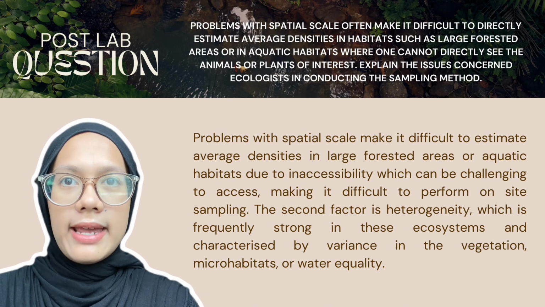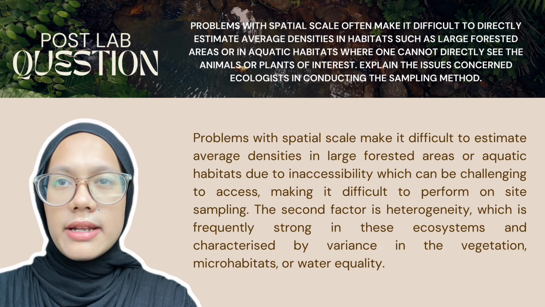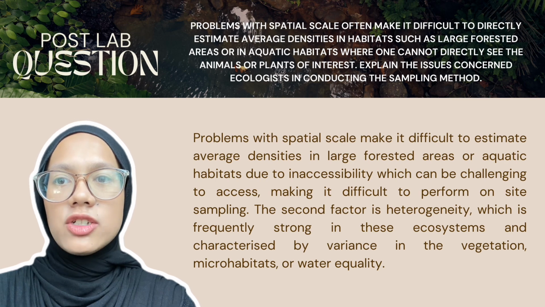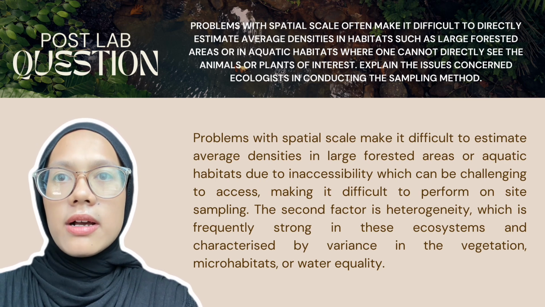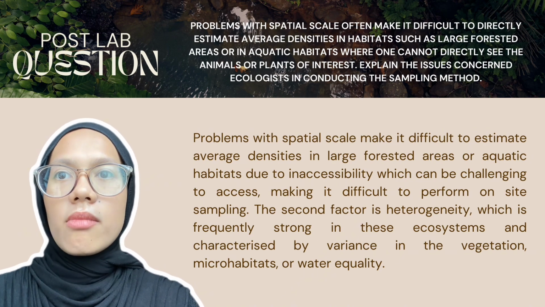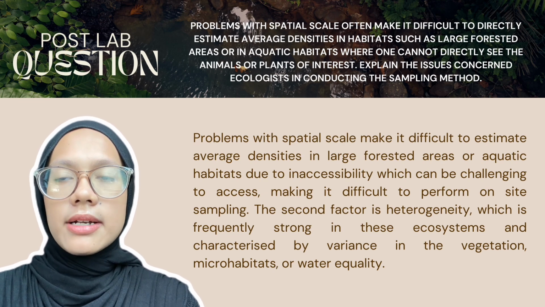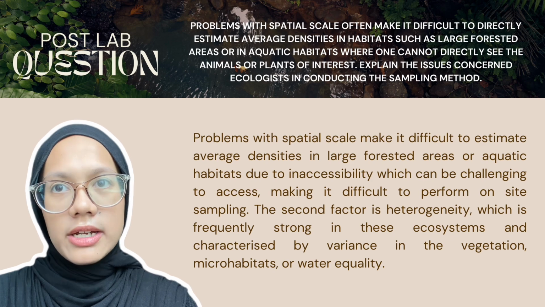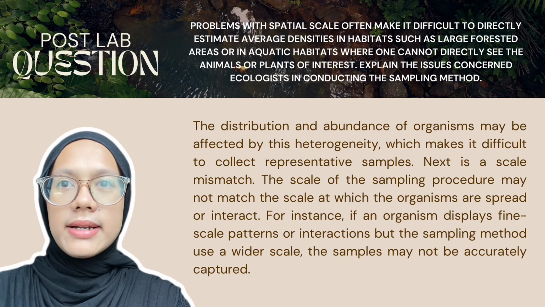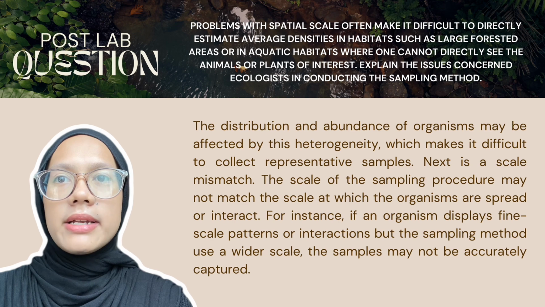Problems with spatial scale make it difficult to estimate average densities in large forested areas or aquatic habitats due to inaccessibility, which makes it challenging to perform on-site sampling. The second factor is heterogeneity, which is frequently strong in these ecosystems and characterized by variance in the vegetation, microhabitats, or water quality. This heterogeneity may affect the distribution and abundance of organisms, which makes it difficult to collect representative samples.